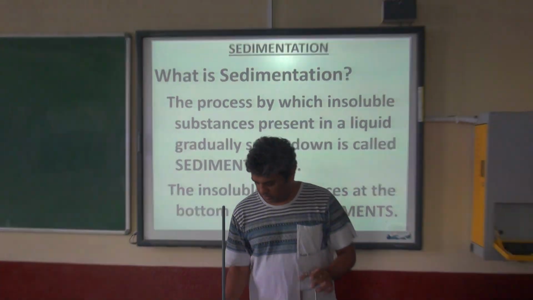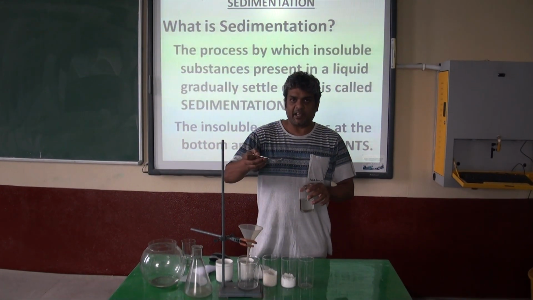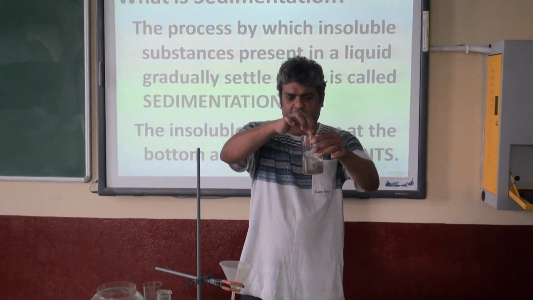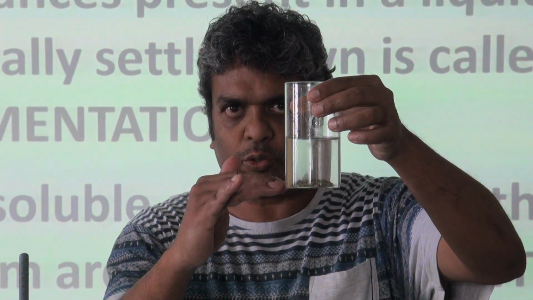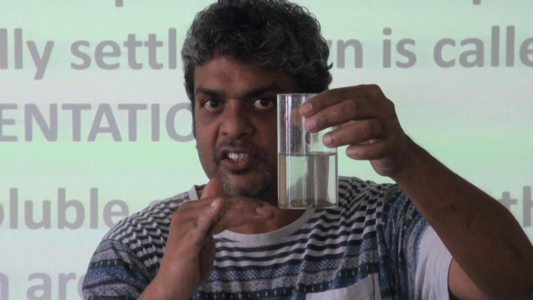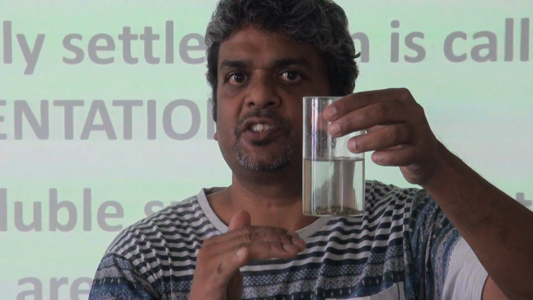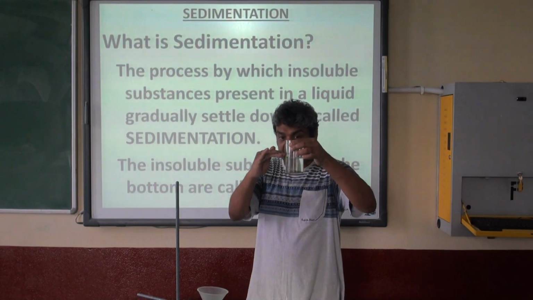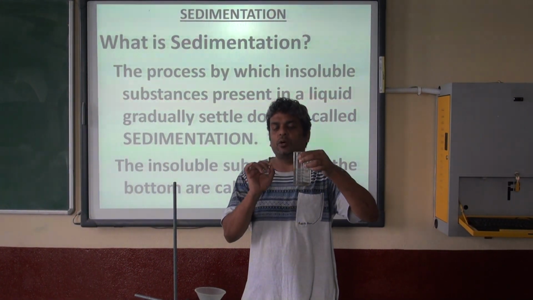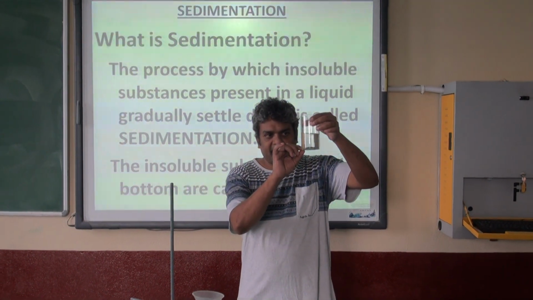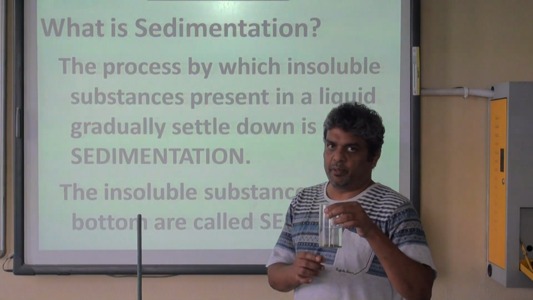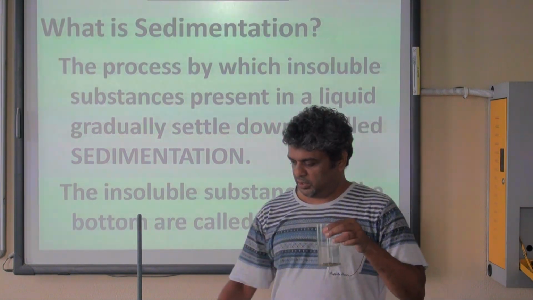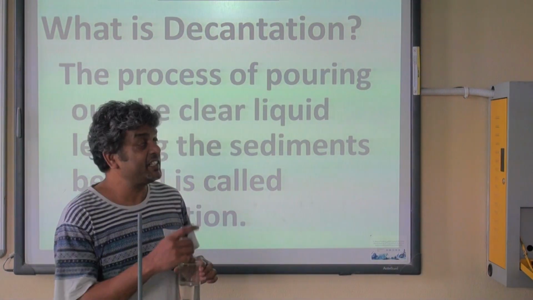I take some water and then I take some sand and I put it and I mix it. Keep mixing it. And then after some time you need to leave it on the table. You will find slowly, gradually means slowly, when the sand settles down at the bottom, this process is called sedimentation. The settling down of the heavy particles at the bottom is called sedimentation. And that sand at the bottom are called sediments. What are they called? Sediments.